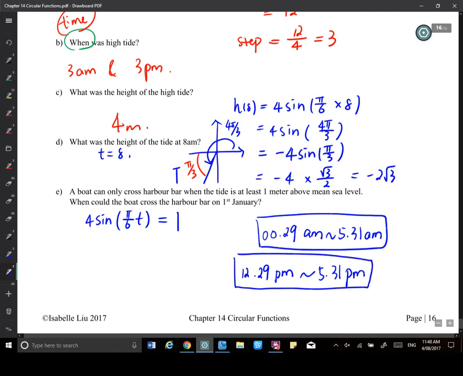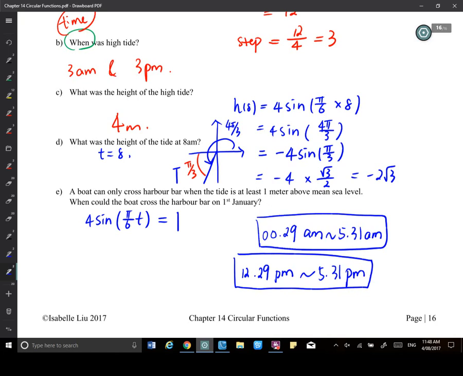So it's 2 periods of time. One period of time is midnight 00:29 a.m. to 5:31 a.m. The second period of time will be 12:29 p.m. to 5:31 p.m. So during those 2 periods of time, you can go across the harbor. That's how the application question can be asked.